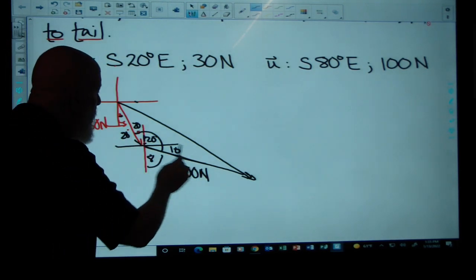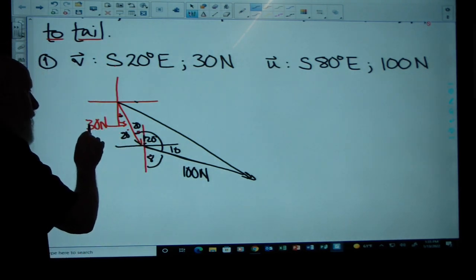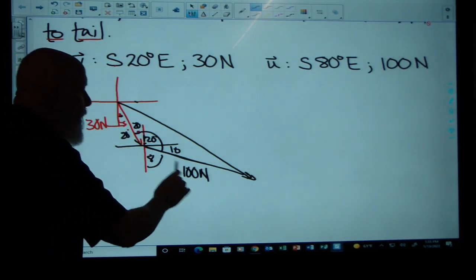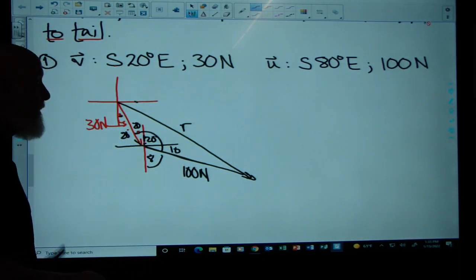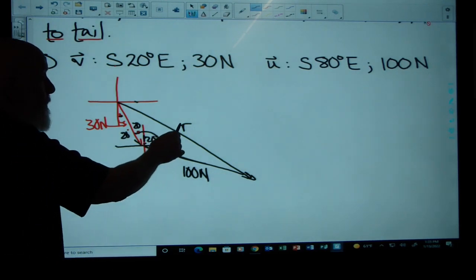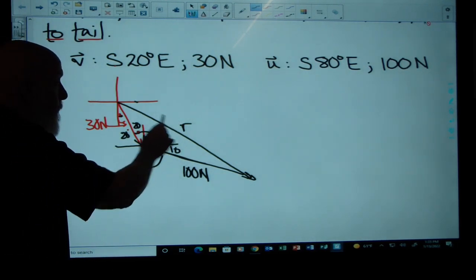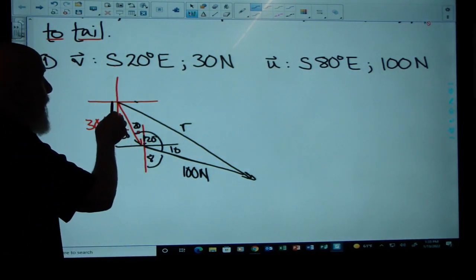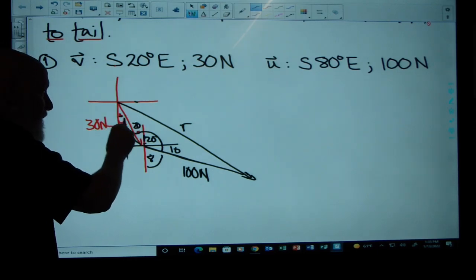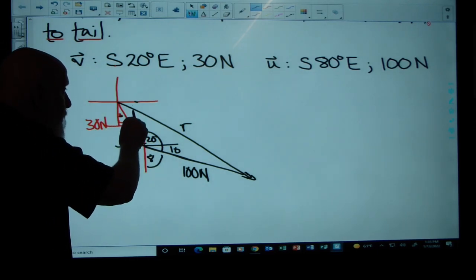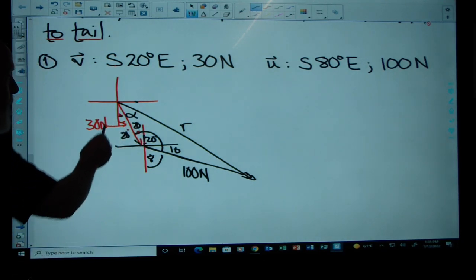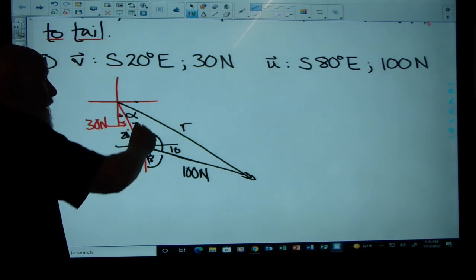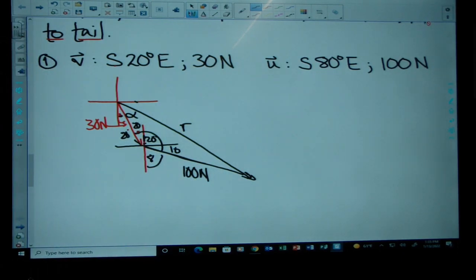And notice that it forms a triangle. This is a triangle, 120 degrees. I know this side is 30 newtons. I know this side is 100 newtons. I could figure out the length of that using the law of cosines. I can find the length of the resultant, and I can find out the direction just by figuring out all these angles and saying, well, I'm going to have to find that angle and add 20 to it. And that would be south 20 plus alpha degrees.